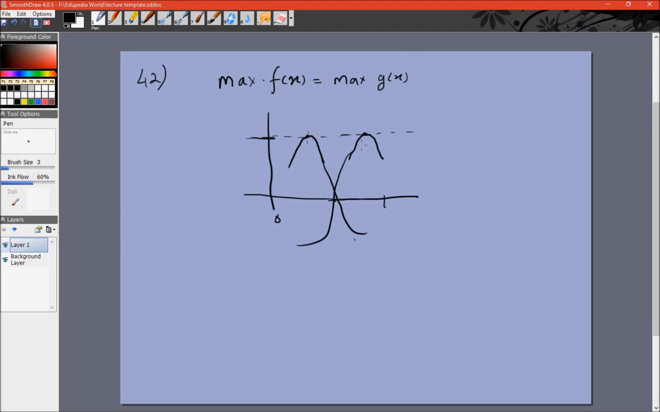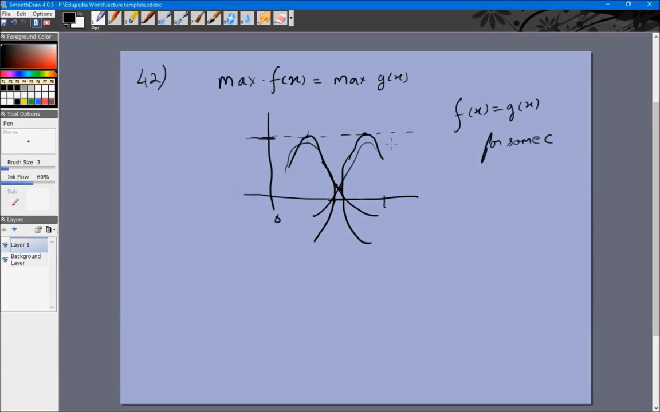If it were to happen, for example, that this went like this and this went like this, then these wouldn't be functions, right? If it's going like this, then it has to go like this, which means these two functions do have an intersection point at some point between 0 and 1. That means fx is equal to gx for some c between 0 and 1, right?